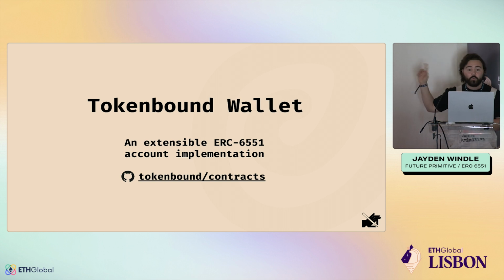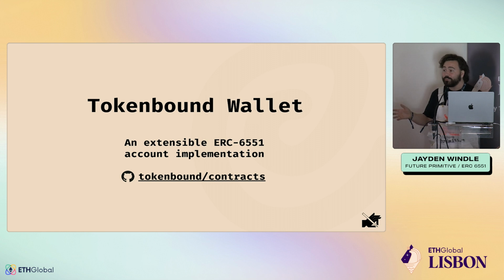And so we've got a TokenBound wallet implementation. It's live on mainnet. It's live on all the testnets for you to play around with. If it's not on your favorite chain, come see me. We'll get it up there together. But this is a really extensible ERC 6551 account implementation that you can start using right out of the box.